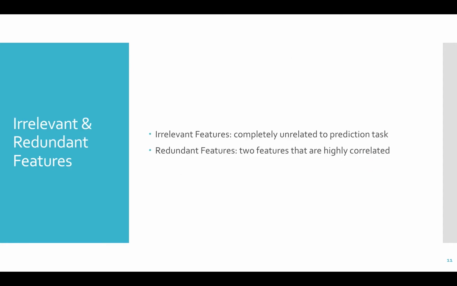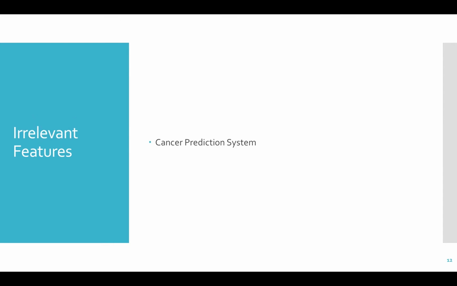Moving on to irrelevant and redundant features. Irrelevant features are those that are completely uncorrelated with the prediction task. That is, it has nothing to do with the label. Redundant features are pairs of features or multiple features that are highly correlated, regardless of whether they are correlated with the task or not. Let's think of some examples to demonstrate these ideas.